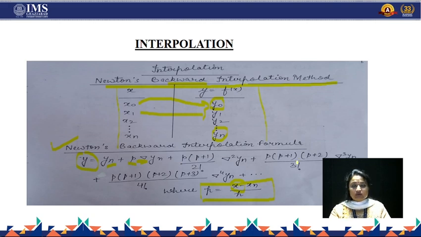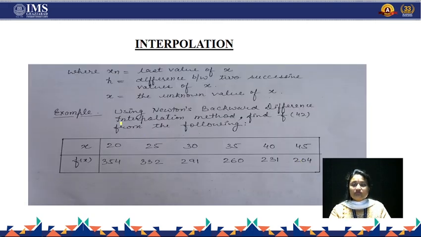Okay, now next. Here again, I'm writing that xn is the last value of x, because x0 is the first value of x. And h is the difference between two consecutive values of x, as I told you earlier. And x is the unknown value for which we need to find the result. I hope you are clear, and in the coming example it will become even clearer.